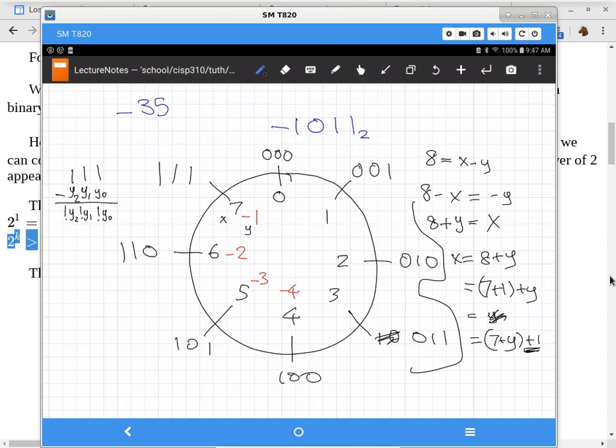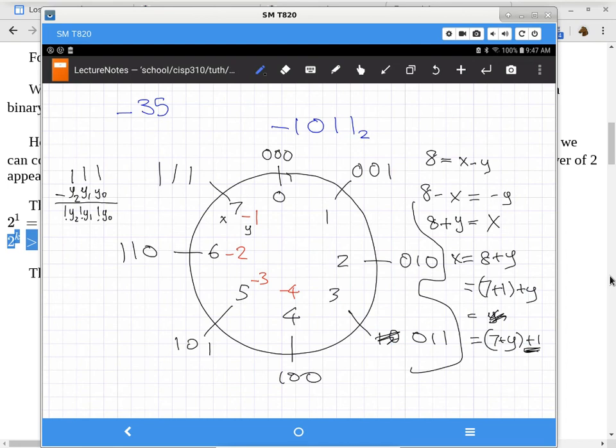Say that one more time. Is you have to subtract that from, right? Oh, you mean to figure out this -2? Yep, so that's one way to do it.